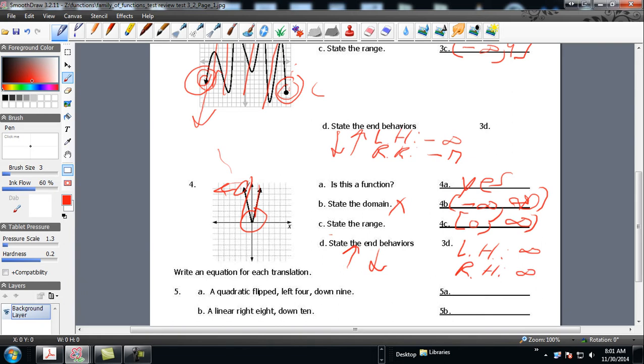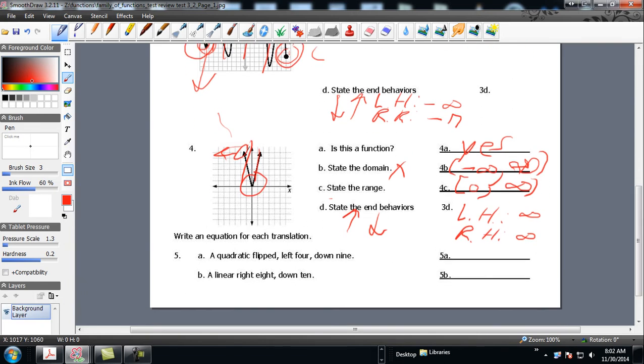Quadratic flip. So now what you're going to do here is you're simply going to do a quadratic flip, left 4, down 9. So you know your parent function is going to be f of x. You know it's got to be x squared. So put in squared. We're going to go left. Ran out of room. Let me sneak it right here. F of x, you got to name that function, equals parentheses x minus 4 squared plus 9. This is a 4 right here.